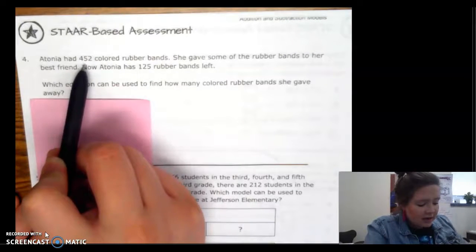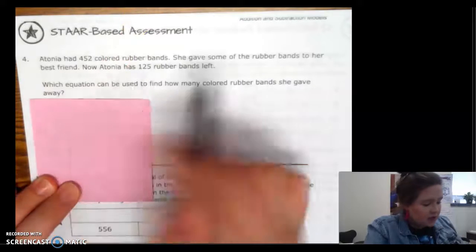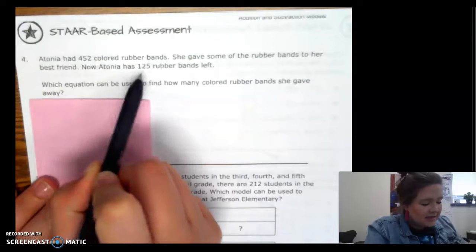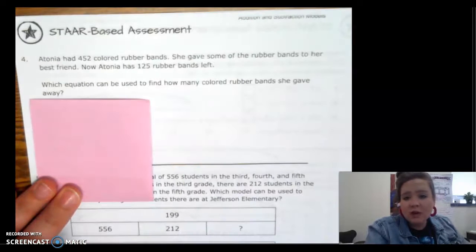Atonia had some colored rubber bands. She gave some of the rubber bands to her best friend. Now Atonia has some rubber bands left. Which equation can be used to find how many colored rubber bands she gave away?